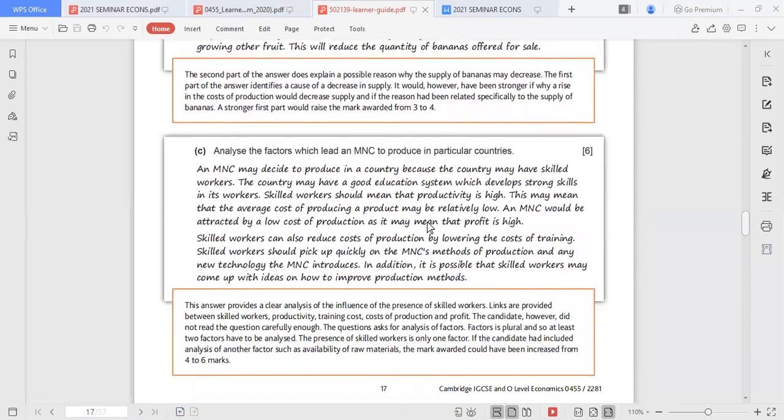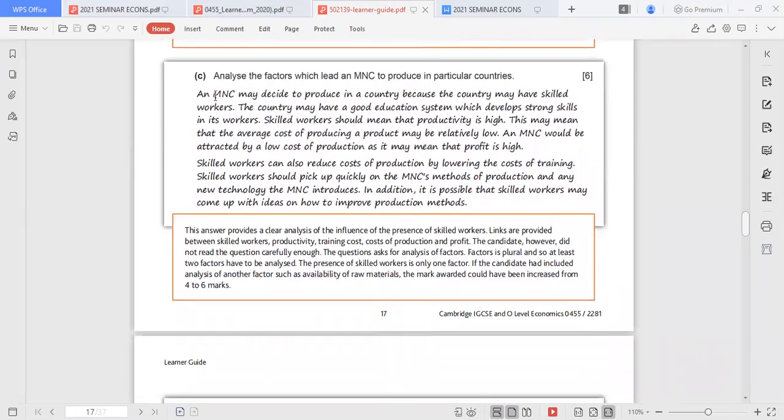When you're looking into analyze, the factors that will lead an MNC to produce in a particular country? This answer provides a clear analysis of the influence of the presence of skilled workers. Links are provided between skilled workers, productivity, training cost, cost of production, and profit. The candidate, however, did not read the question carefully enough.